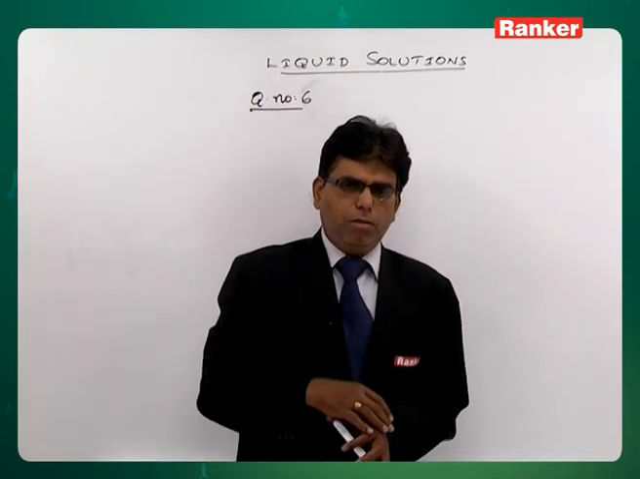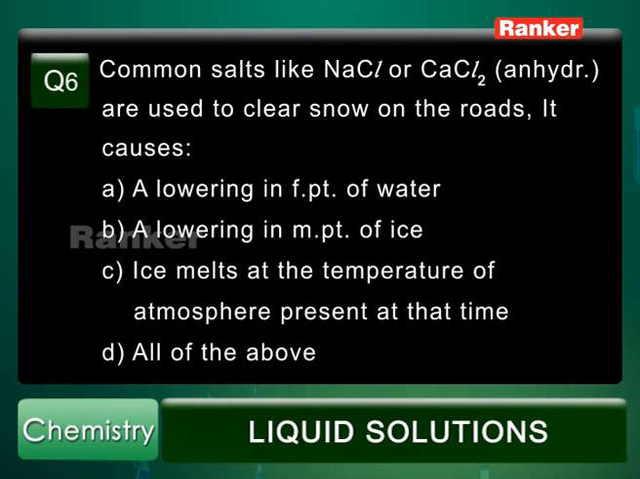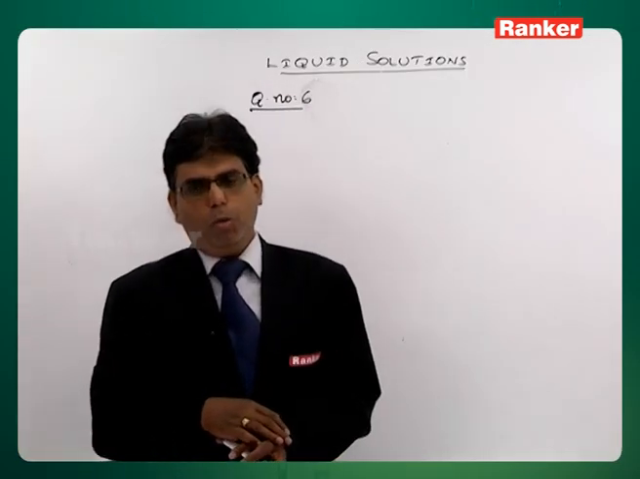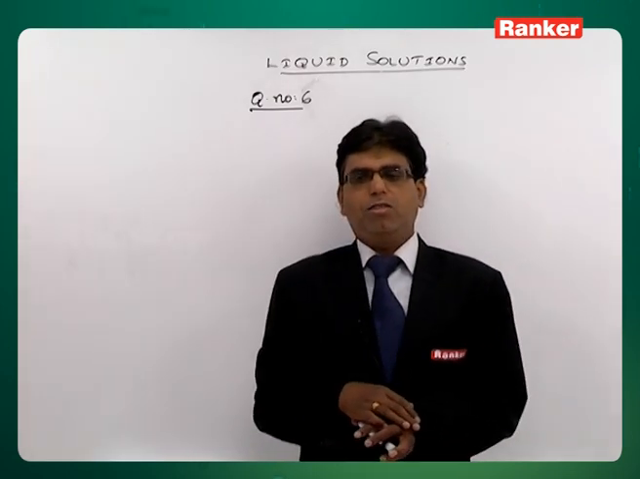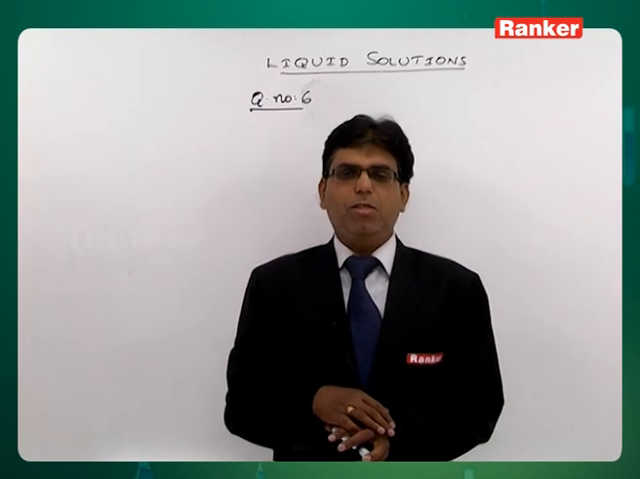Now, the first question that is given here is that common salts like sodium chloride or anhydrous calcium chloride are used to clear the snow on the roads. This is what we actually observe, especially in the cold regions. In order to melt the snow on the roads, salts like NaCl or CaCl2 are added. What happens when these salts are added?